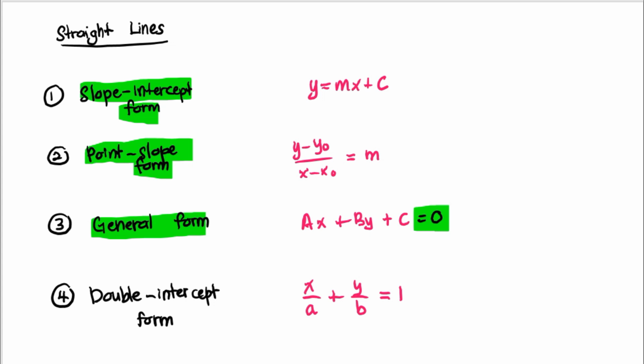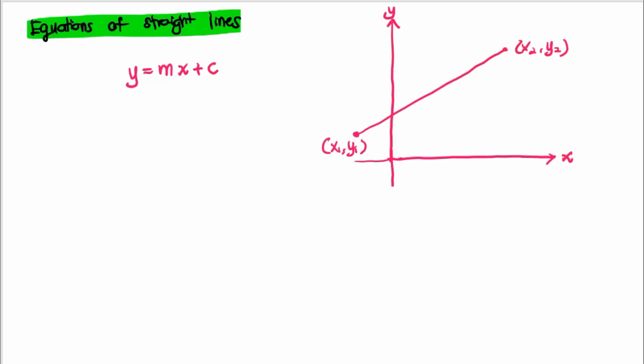But the most common one is actually y equal to mx plus c. I guess you are used to this type of equation, right? Let's look at the equation of the straight line given by y equal to mx plus c. What is m? m is the gradient or the slope of the straight line, and c is the y intercept.